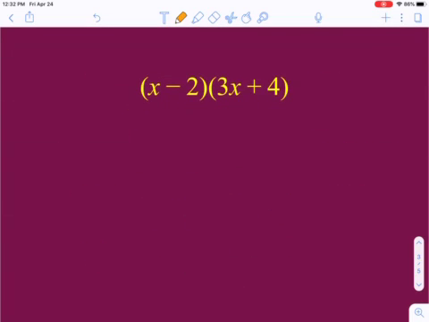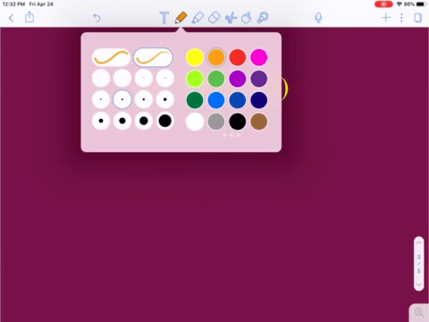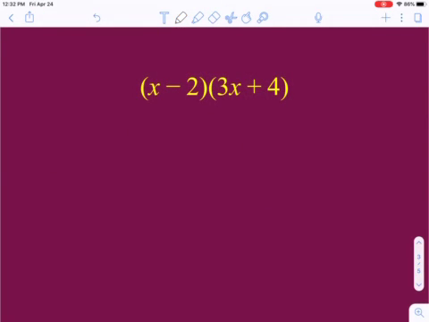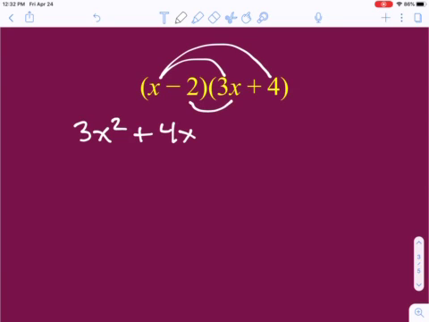All right, let's just look at a couple more. We're going to go through them a little more quickly now that I've shown you the process. So x times 3x gives me 3x squared. X times 4 gives me plus 4x. Negative 2 times 3x gives me negative 6x. And then negative 2 times 4 gives me negative 8.